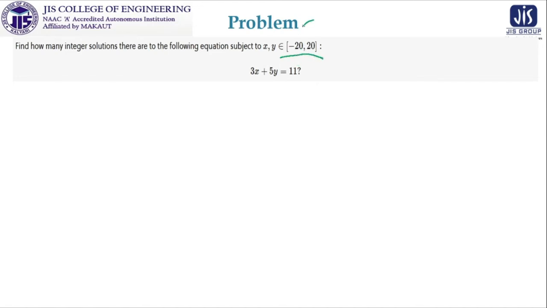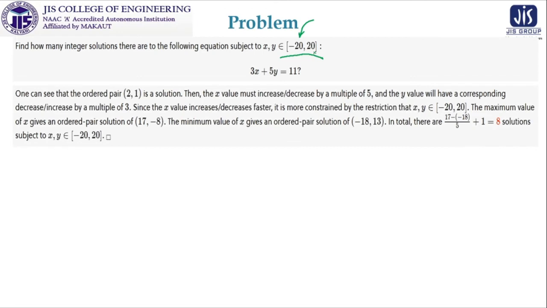Now look at this, here we can consider the negative solutions also. So how to proceed? It is very easily observed that 2 and 1 is a pair of solution, since 3 into 2 is 6 plus 5 is 11. But then, as an observation, the value of x must increase or decrease by a multiple of 5. Similarly, the value of y will decrease by a multiple of 3 to make it balanced. X is balanced with 5 and y is balanced with 3.